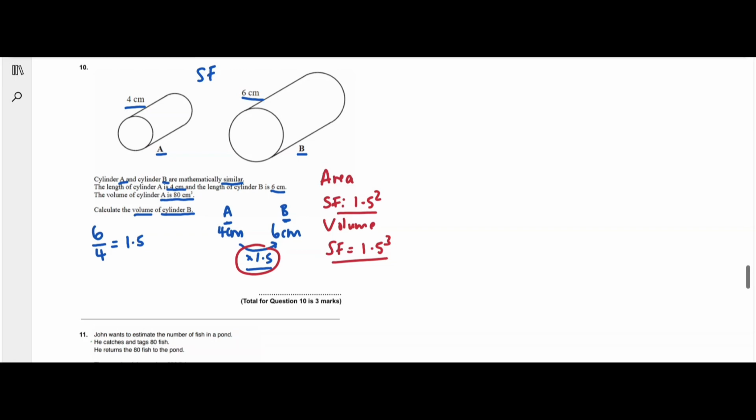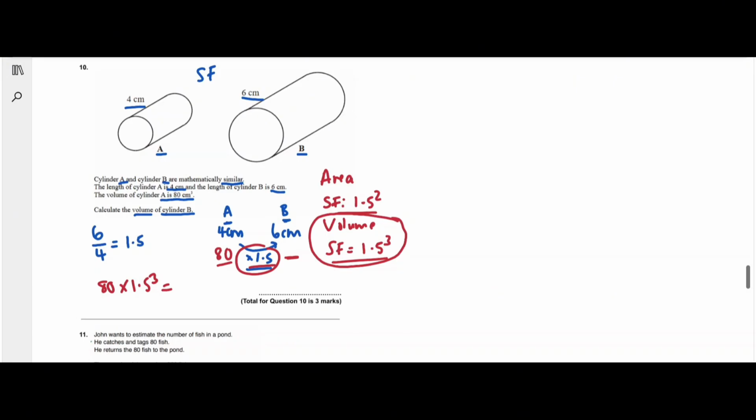So I have been given the volume of A. So the volume of A is 80. And I've got to work out the volume of B. Well, if I was going from the length from A to B, I would just times by 1.5. But because it's a volume, I'm not going to times by 1.5. I'm going to times by 1.5 cubed, because it's a volume. And that is it. You would just pop that into your calculator, and that will give you your answer. So I'm just going to type that in.